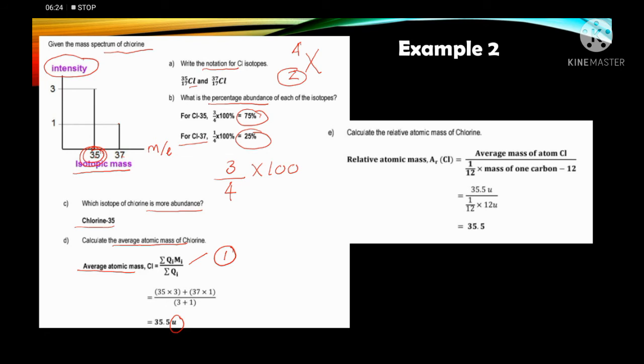Okay, and the last one, they ask you to calculate the relative atomic mass of chlorine, right? Okay, so for relative atomic mass of chlorine, you should remember the formula again. Relative atomic mass, or AR, is equal to average over 1 over 12 times mass of carbon 12. Okay, so the value is 35.5. Is from here, you put it inside this. Okay, over 1 over 12 times 12U. So we just cancel out U. Therefore, they got the same value but no unit here.